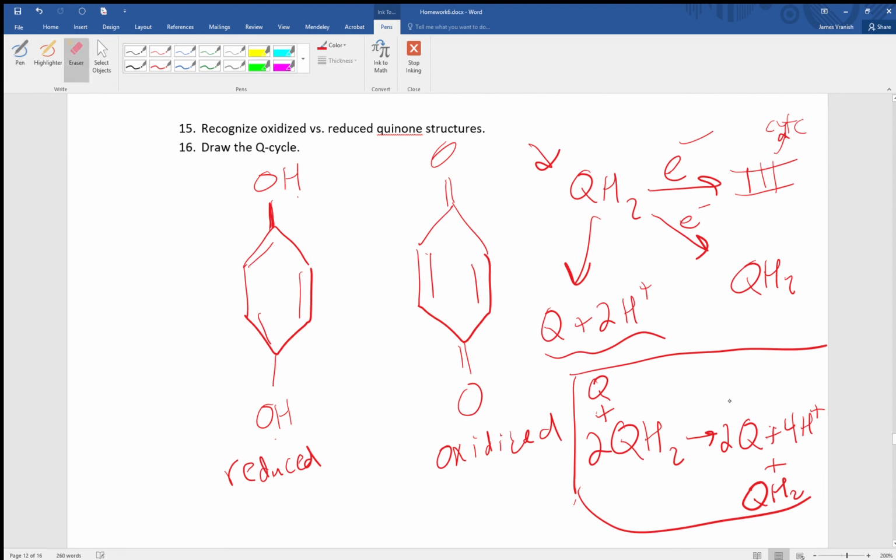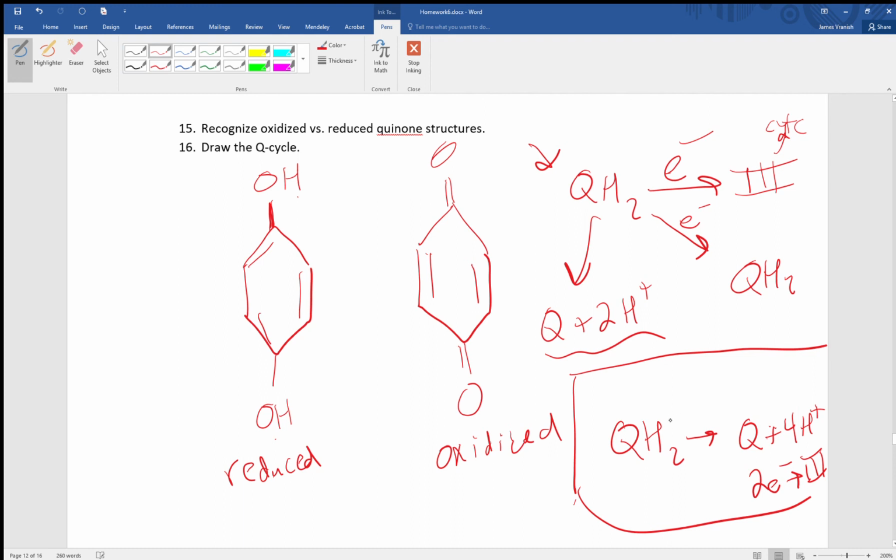So now we have some things that are the same on the left and the right, so we can cancel them out. There's a QH2 on both sides, so that goes away. There's also a Q on both sides, so one of those goes away. And we're basically left with this equation here, where a single round of the Q cycle will transfer 2 electrons on down the pathway, so 2 electrons to complex 3.